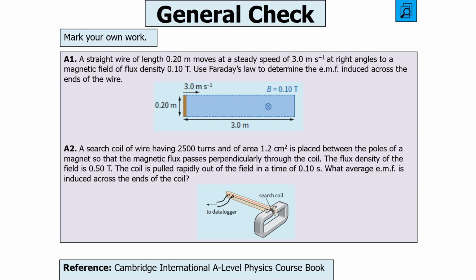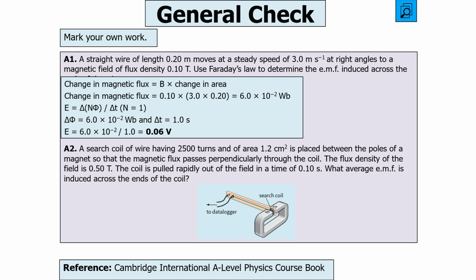Right, so how do you work it through? So Faraday's law states that the EMF induced is equal to the rate of change of flux linkage. So the first thing to do is work out the change in flux. So what you can say is B times by the change in area. So you work that through, and you get 6 times 10 to the minus 2 Webers.